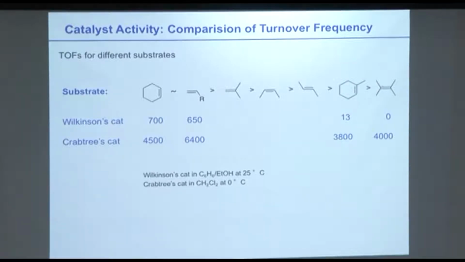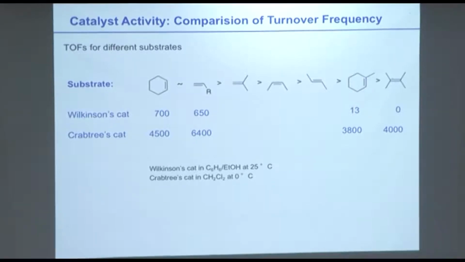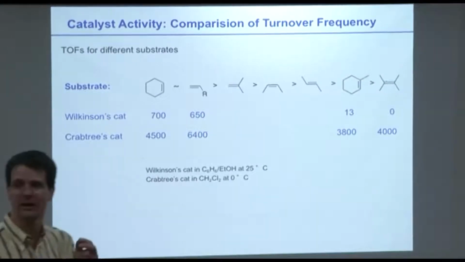So why would one still use Wilkinson's catalyst rather than Crabtree's? I showed you the selectivity, I showed you the turnover frequency. You remember the three aspects that characterize a good catalyst?